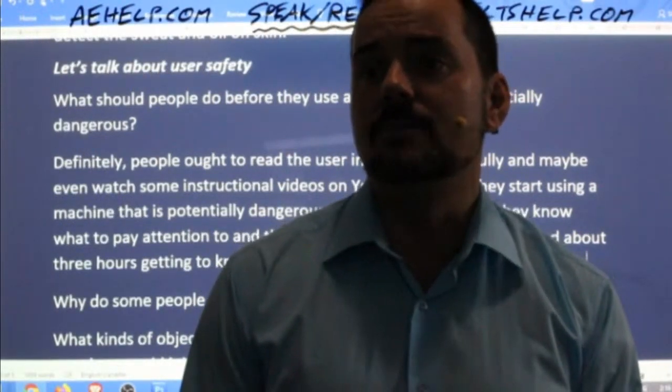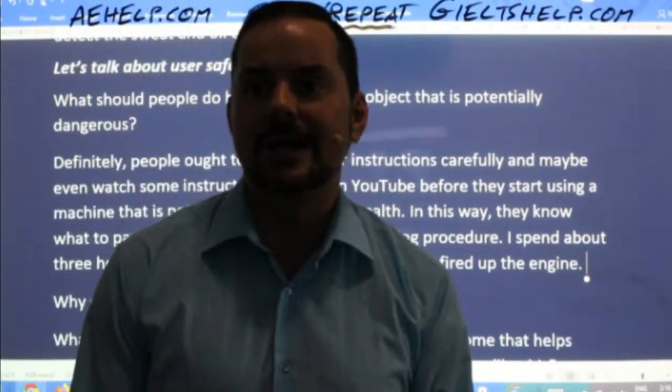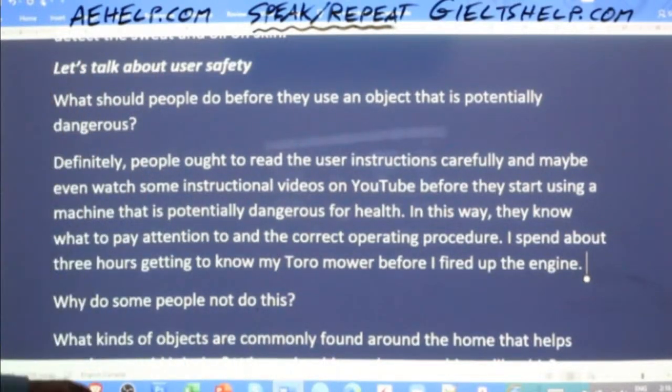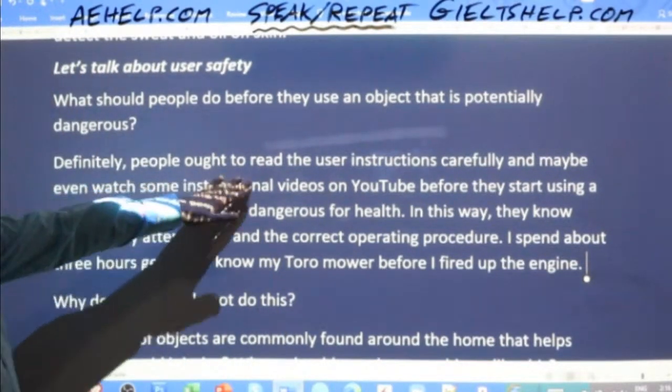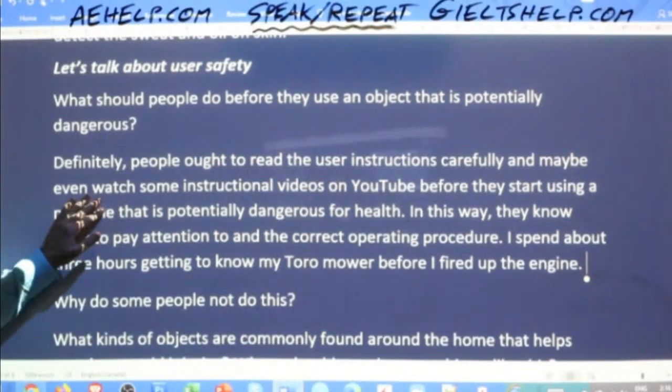Oa says, individuals, before using dangerous items, should read the safety instructions about them. When I use my mower, I wore my glasses, gloves, and steel-toed boots, and I read the user manual. Right, Oa? Very good.